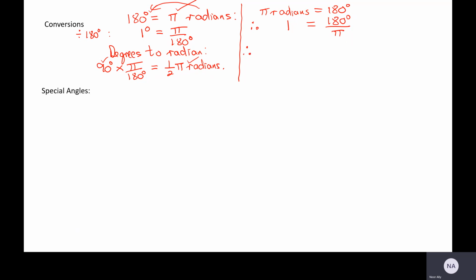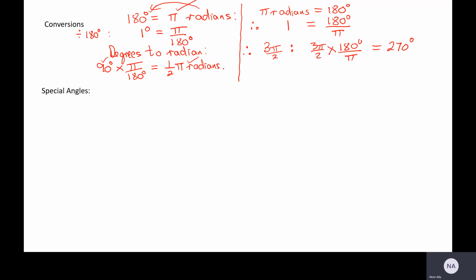So for example, if I have 3 pi over 2 radians, and I want to know how many degrees that is, then I take 3 pi over 2, multiply it by 180 degrees over pi, simplify, simplify, 2 into 180 is 90, times 3, 270 degrees. So that is your conversions.